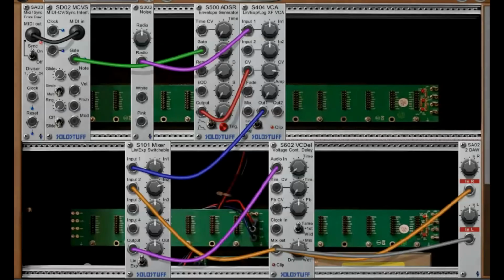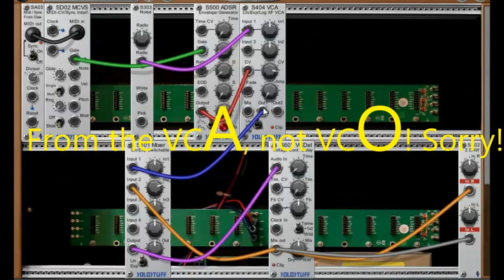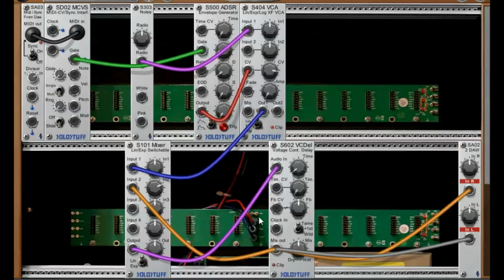And the following patch also sounds best with radio. The noise is chopped into short pulses by the amplifier envelope combination in the upper rack. From the VCO, the signal goes to the mixer and from there to the delay. Here, the signal is split into one part going directly to the outputs and another part, which is fed into a feedback loop back to the mixer from where it goes to the delay's input again.